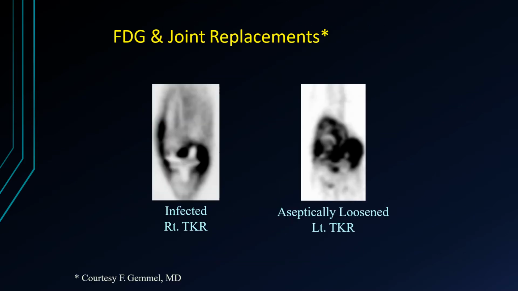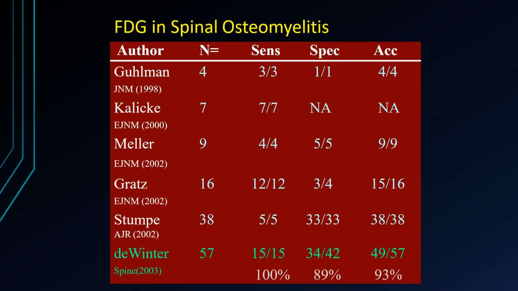So here, for example, we see a patient with a joint replacement actually. And again, the patterns are somewhat different. You see an infected right-sided total knee replacement on the left side, whereas on the right side you see an aseptically loosened left total knee replacement, which again you can see the pattern is somewhat different, but again it can be somewhat difficult to distinguish between the two at certain times.